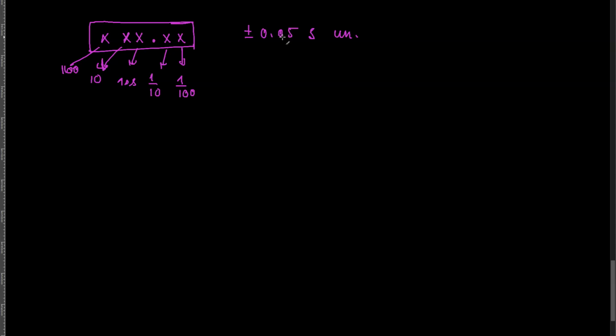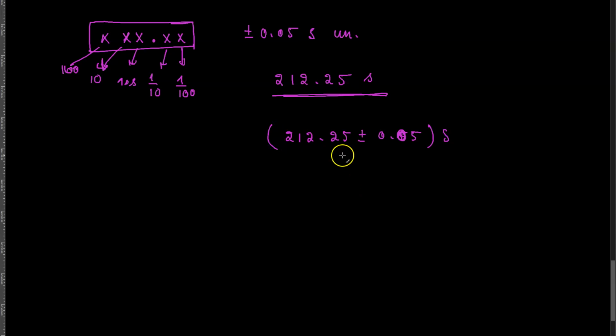Which means that basically whatever time you get from the stopwatch, you have to assume that this number could be basically any number. For example, suppose that you get 212.25 seconds. That is the reading that you get from your stopwatch. Now this number has to be reported as 212.25 plus or minus 0.05 seconds.